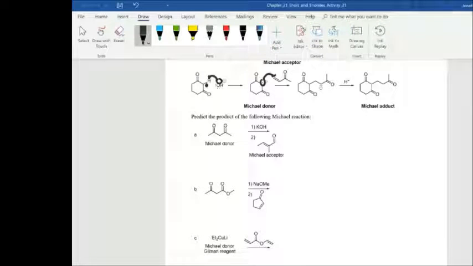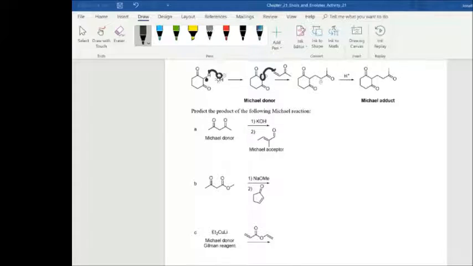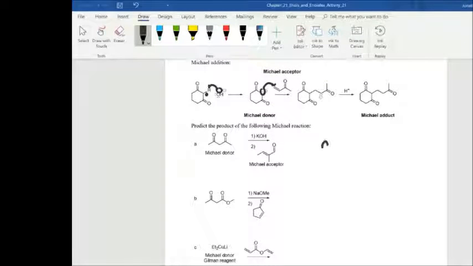So this is also very easy. You're basically going to do the same thing as you did here, right? So you're going to have your Michael donor. Just draw your Michael donor out first. And then you know the hydrogen is going to be deprotonated in the middle, just because that's the easiest hydrogen to take, and it also has the most negative charge because it has the most resonance, right? You can resonate it twice, so it's very resonance stable.